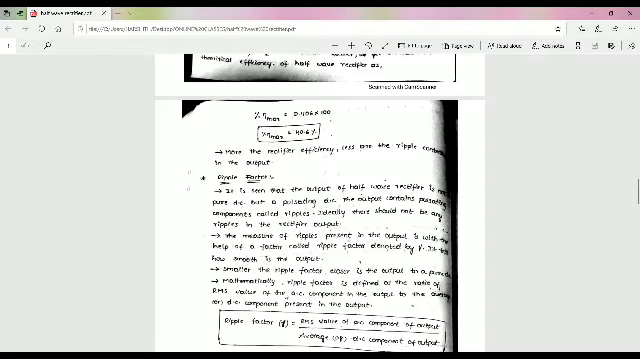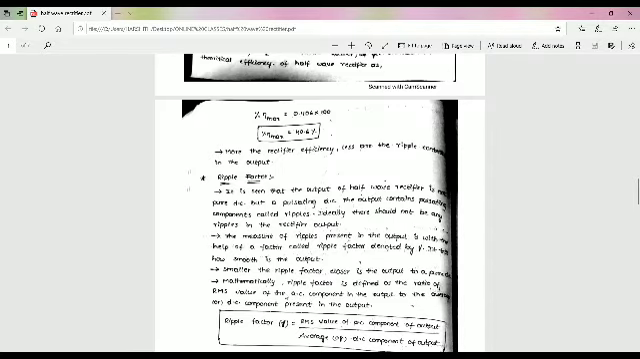Ripple means the fluctuating component. In the half-wave rectifier, only 40% of the AC power is converted into DC power, so the efficiency is very small. The more the rectifier efficiency, the less the ripple content in the output. Ripple means the fluctuating components present in the output.